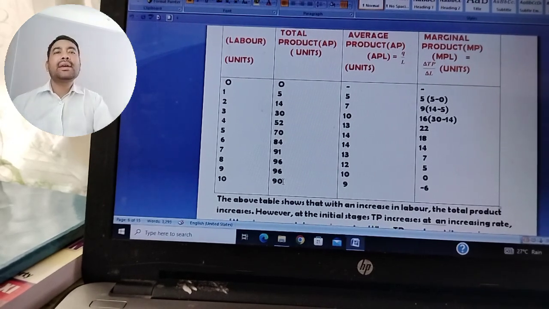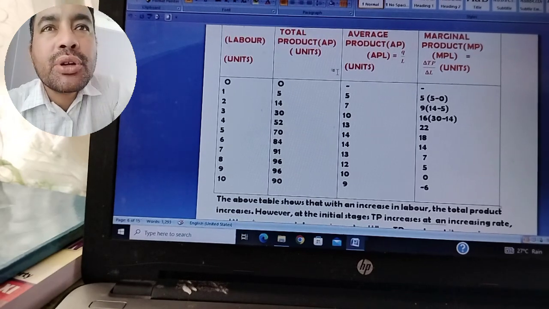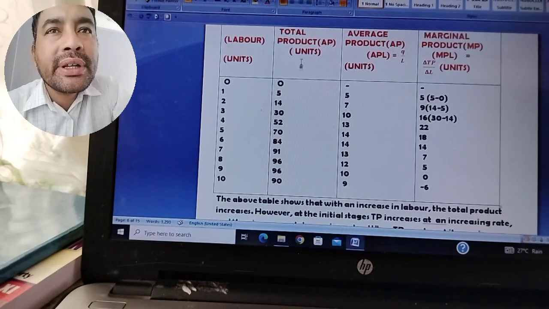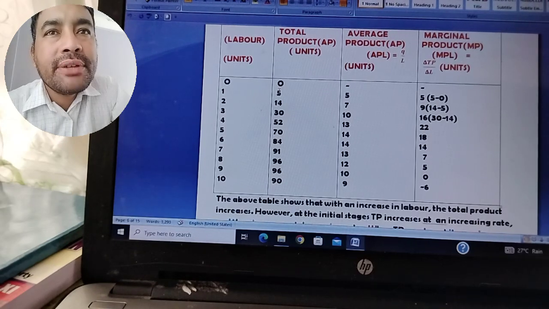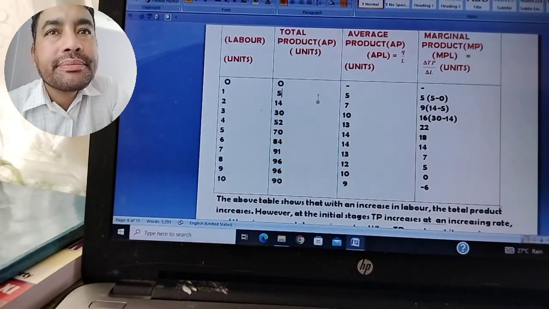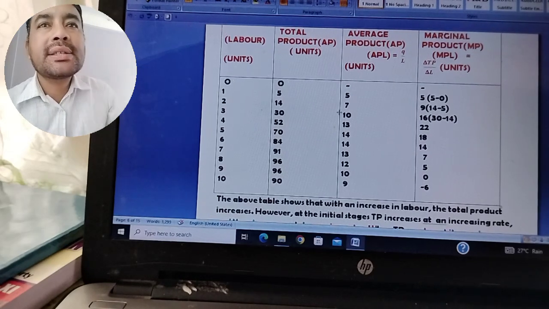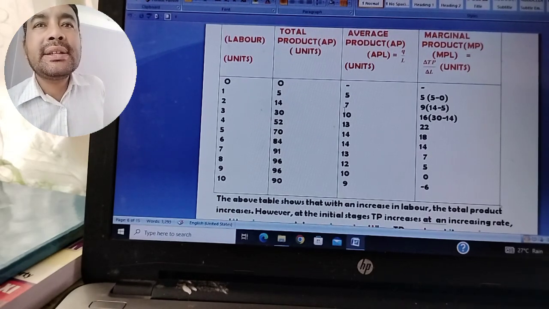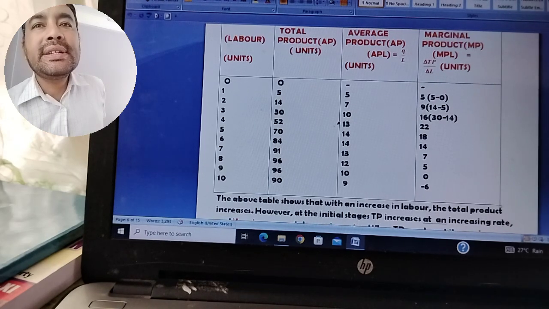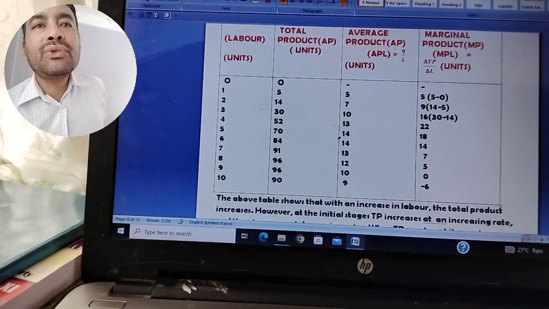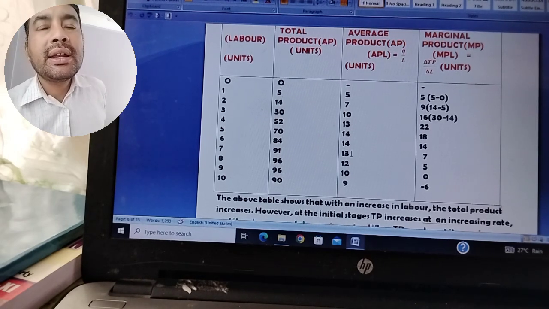Now we can calculate average product. Average product means total product divided by units of variable factor. So if 0 is divided by 0, then it is 0. 5 divided by 1, that is 5. 14 divided by 2, that is 7. 30 divided by 3, 10. Likewise, 70 divided by 5, 14. 84 divided by 6, 14. 91 divided by 7, 13. Likewise, you have to divide.